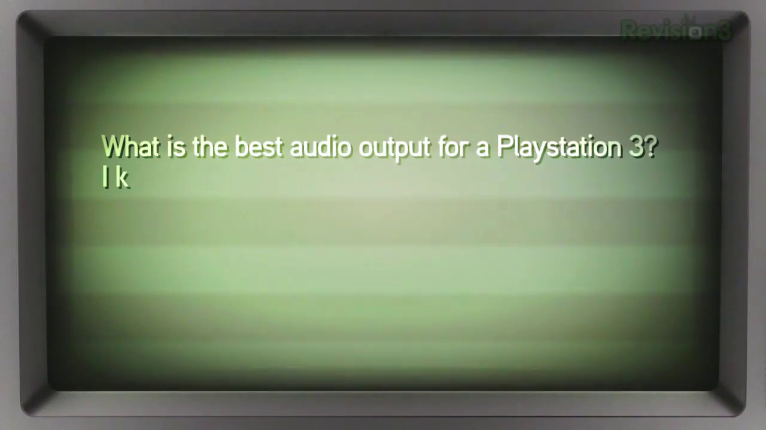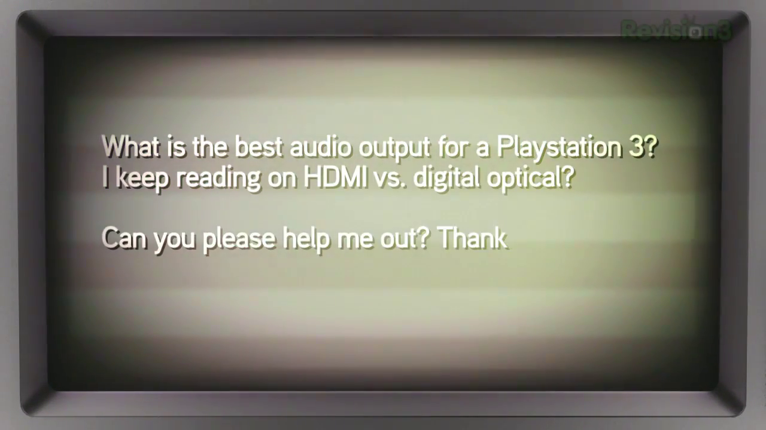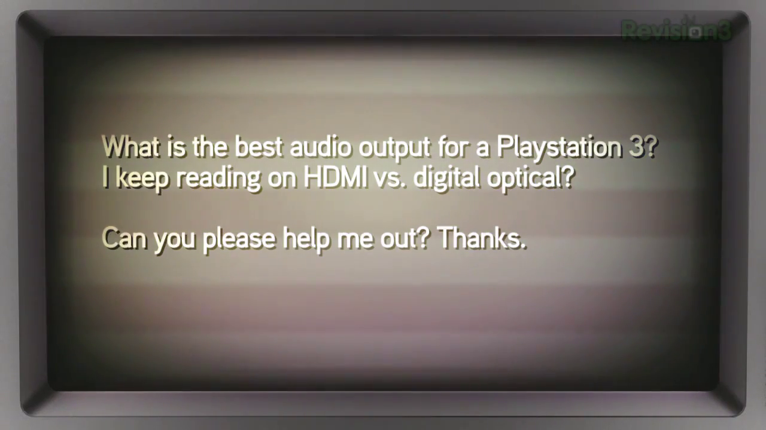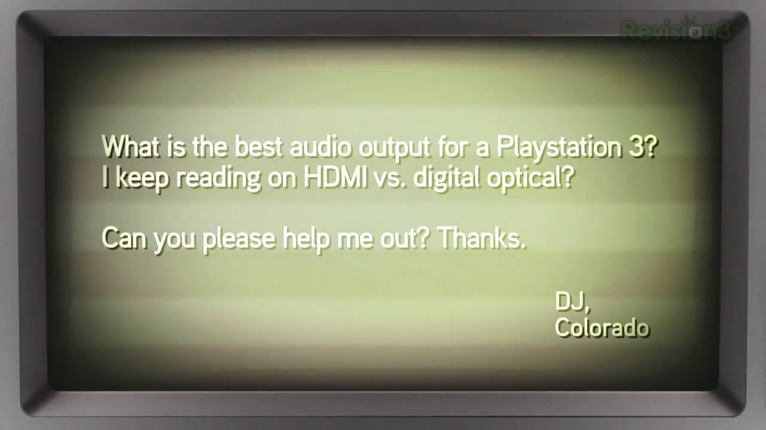Yeah, it is. DJ writes in, what's the best audio output option for a PlayStation 3? I keep reading about HDMI versus digital optical. Can you please help me out? Thanks, DJ in Colorado. HDMI, all the way. Optical and coaxial digital audio outputs are unable to support uncompressed or lossless audio formats like DTS HD Master Audio, Dolby True HD, or high bitrate PCM audio. Which may not be a big deal to you if you don't have a receiver that does the decoding for the surround sound for the latest high-end audio formats.